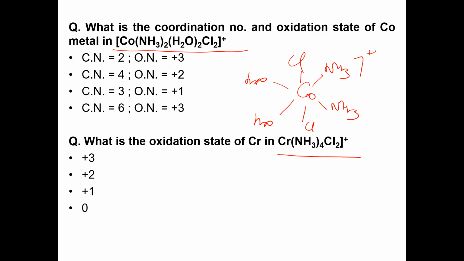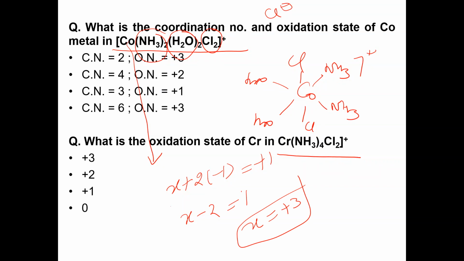Okay, so first I will start with the calculation of oxidation state. Okay, let us consider the oxidation state of cobalt is X. Okay, so these two are the neutral molecules, right? And this chloride is basically the chloride negative. So if I calculate, 2 into minus 1 and plus 1 is the total charge of this complex. Okay, so x minus 2 equal to 1, so x equal to plus 3, right?